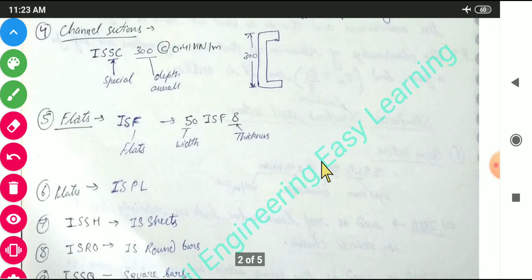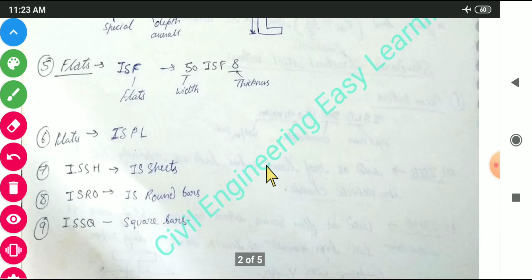Next we have flats. ISF, F represents flats. In flats we will have width and thickness only. Here 50 is the width, and in ISF 8, 8 represents the thickness. Next we have plates represented by ISPL, IS sheets represented by ISSH, IS round bars represented by ISRO, and square bars represented by ISSQ.